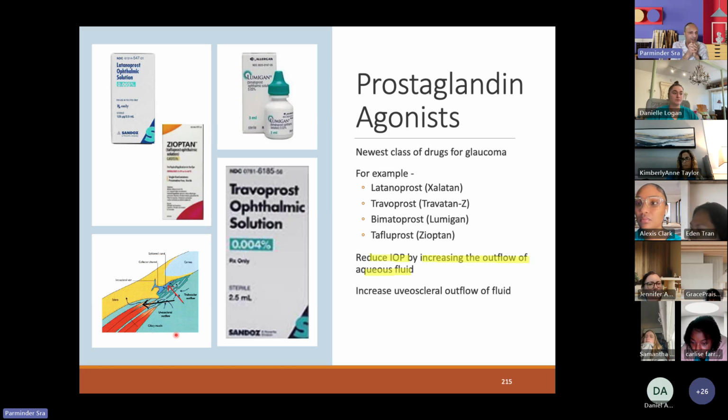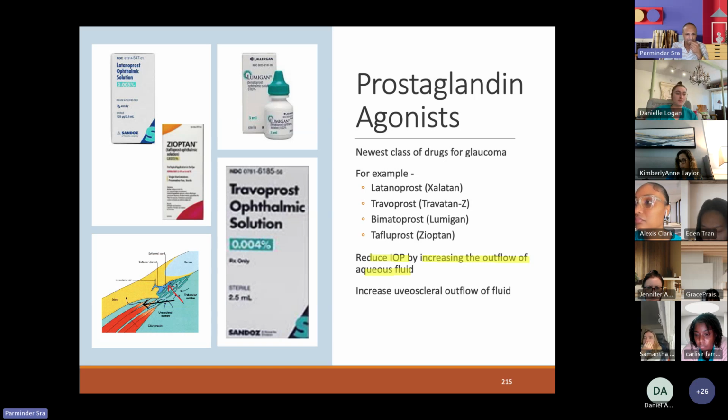Prostaglandin analogs reduce the intraocular pressure by increasing the outflow. So we know the mechanism of action, increase the outflow, resulting in a lower intraocular pressure. We know how to identify them: they end with prost.